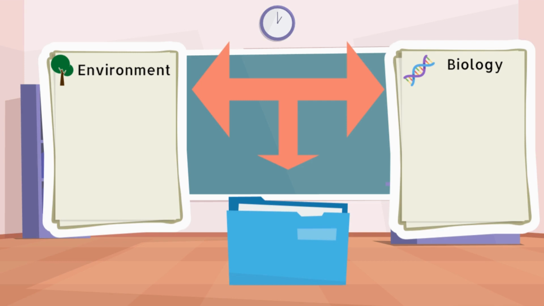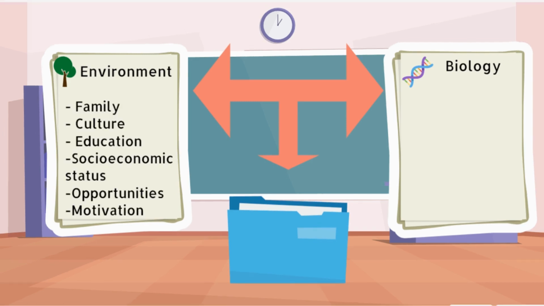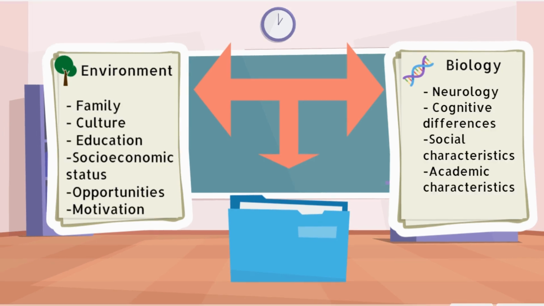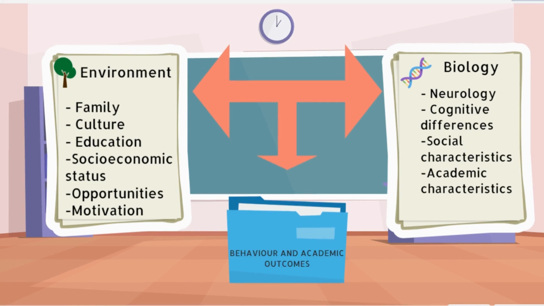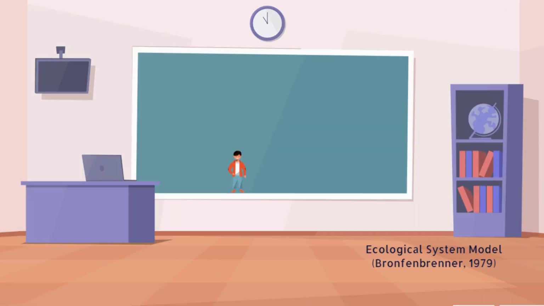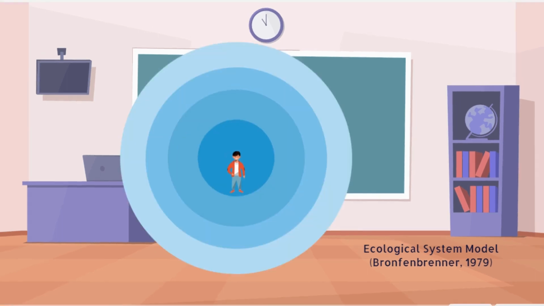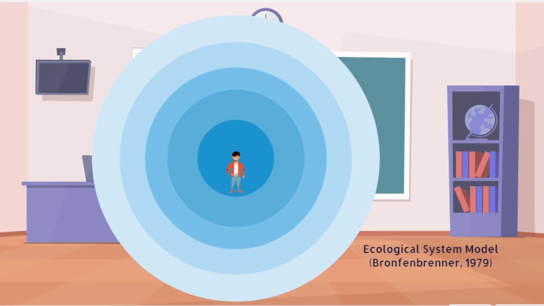Cooper and Jacob's recent study highlights two aspects that affect a child's behaviour, social and academic outcomes. These are the environment and biology. Cooper and Jacob's model shows that the influencing factors of a child's behaviour come from family and culture, as well as the child's genetic makeup. This links to Bronfenbrenner's ecosystem theory, which states that the child's behaviour is influenced by the environment around him.